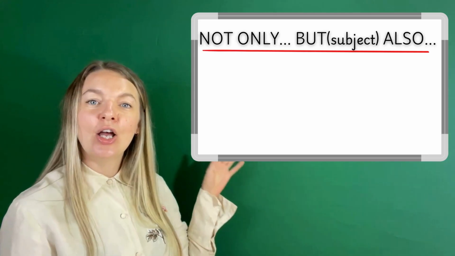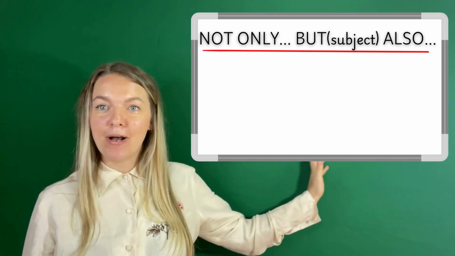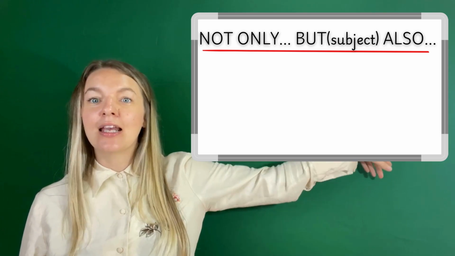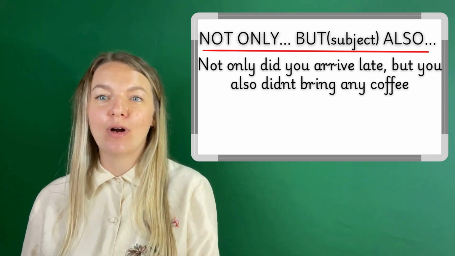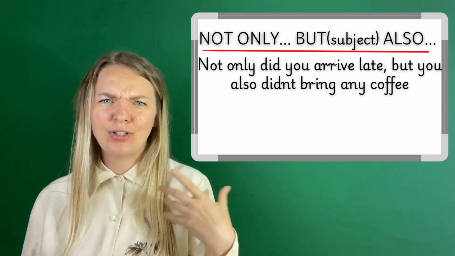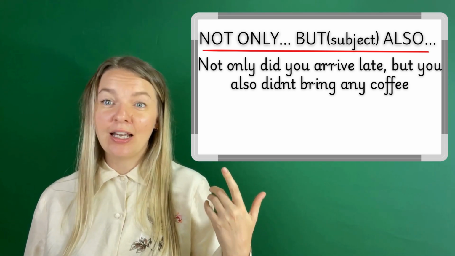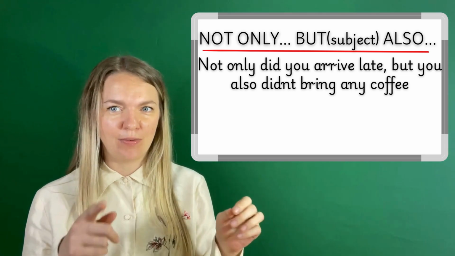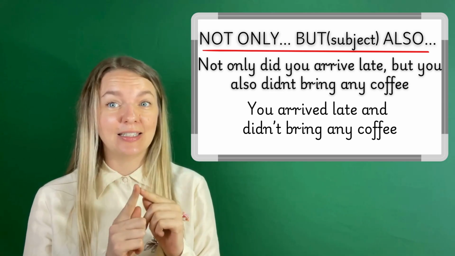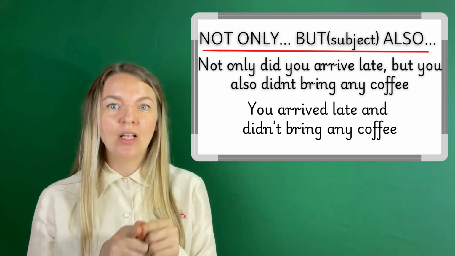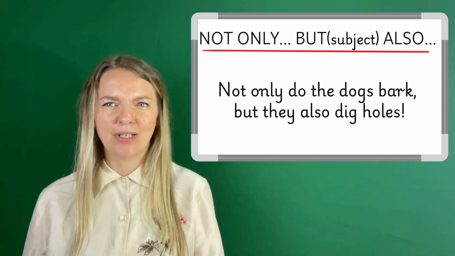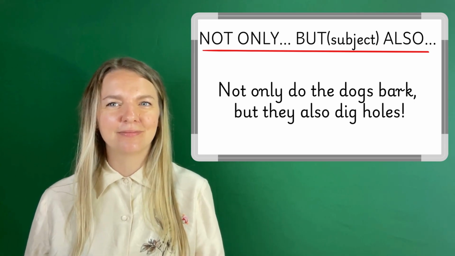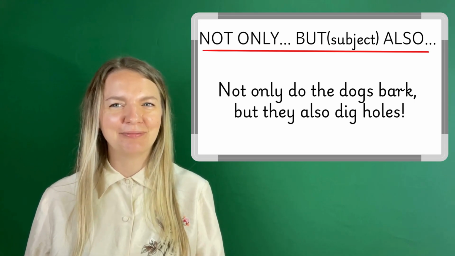Example 1. Not only, but also. Example. Not only did you arrive late, but you also didn't bring any coffee. The normal sentence structure here would be, you arrived late and didn't bring any coffee. Not only do the dogs bark, but they also dig holes. I'm speaking from experience here.